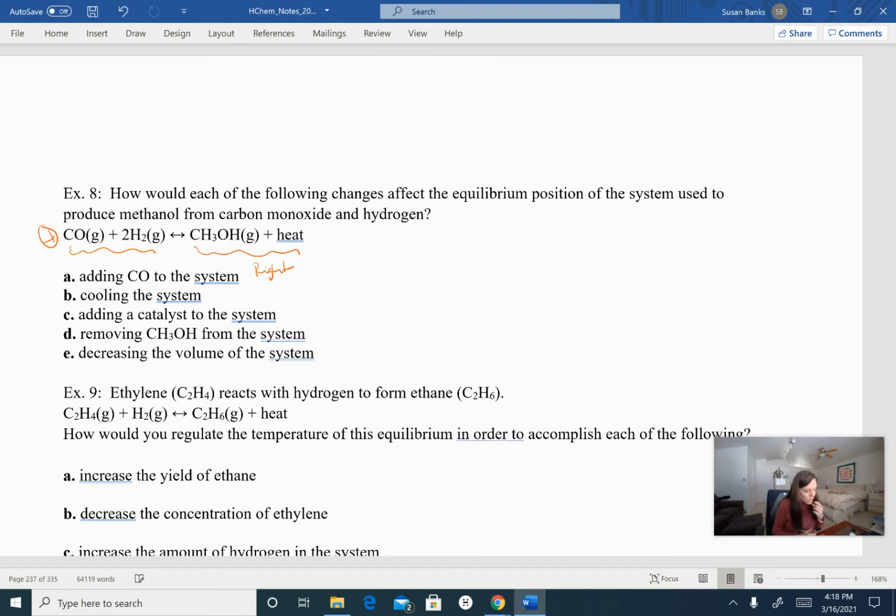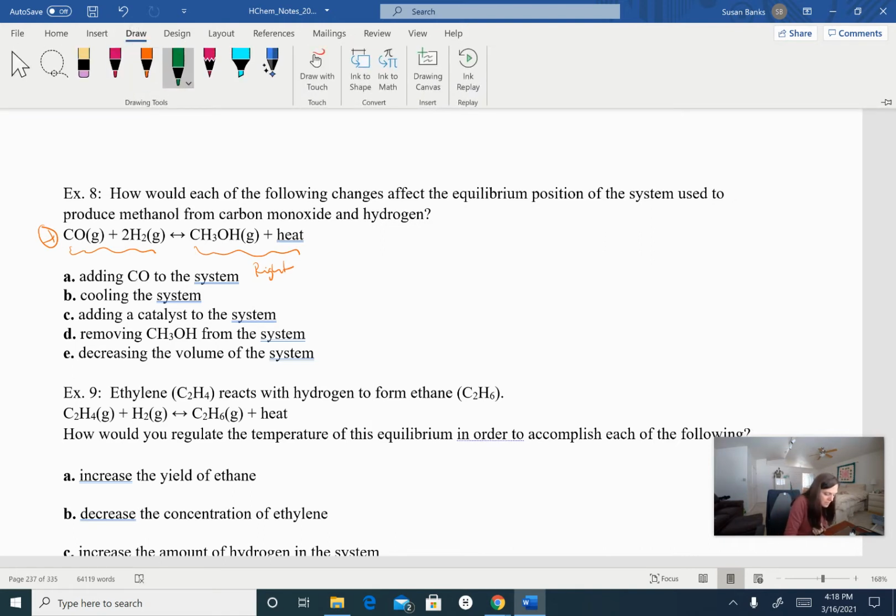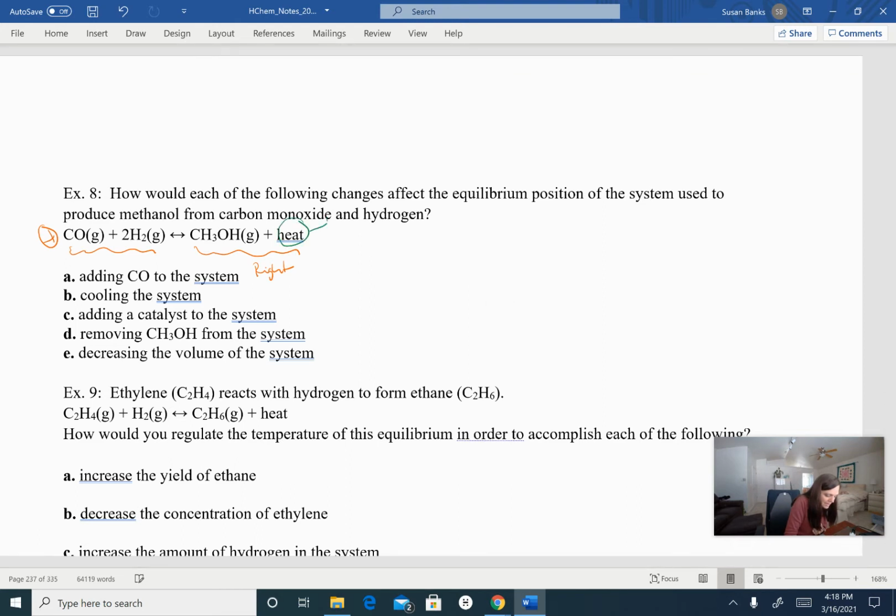Okay. What about cooling the system? Cooling the system is the same as taking this heat and taking it away. So it's the same as removing a product. So I'm going to make that product side really light. So I'm going to need to make more products to get it to even out. So I'm going to shift right.